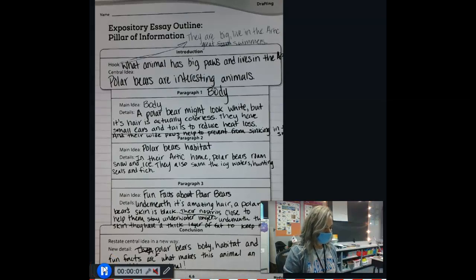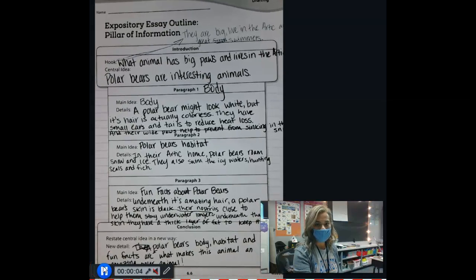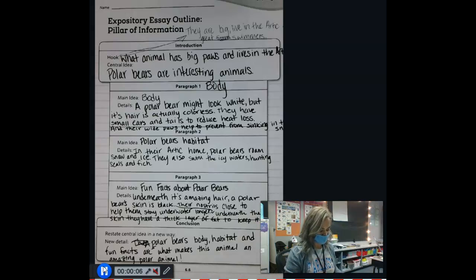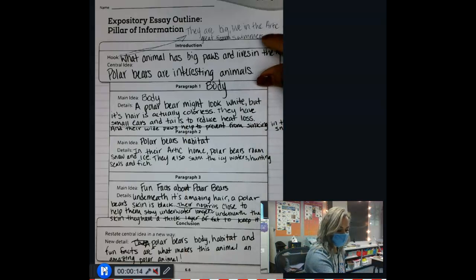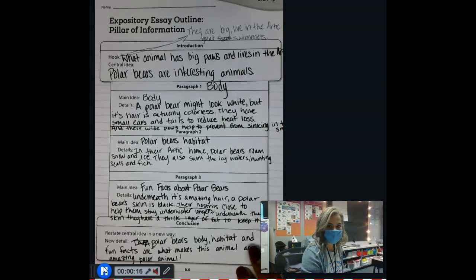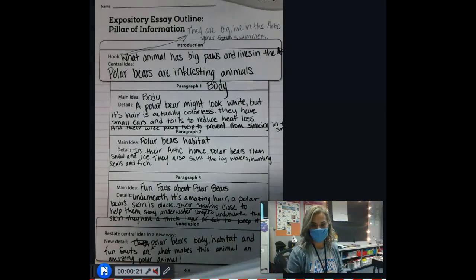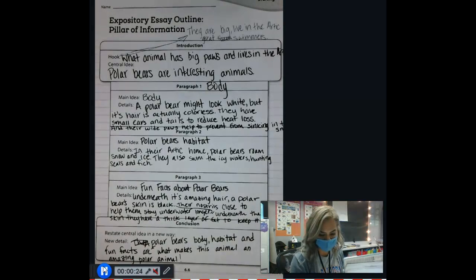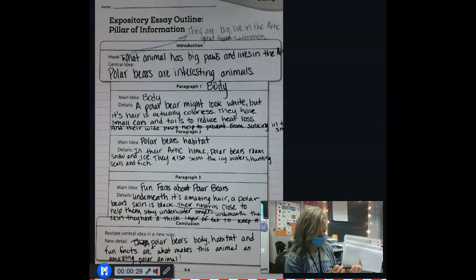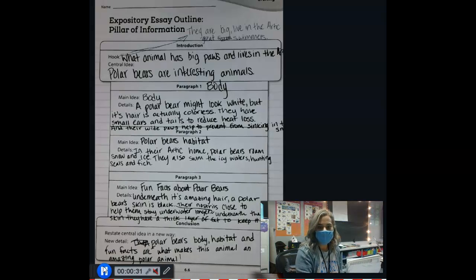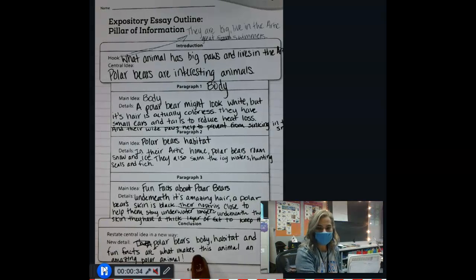Alrighty guys, now that you have filled out your graphic organizer, what you're going to do is begin to write your rough draft. You're going to take your intro, your body paragraphs, and your conclusion and write them in your writing notebook. You'll want to have your writing notebook out and ready, and open it up to the next clean page. For your conclusion, if you haven't already filled it out, you'll want to fill it out.